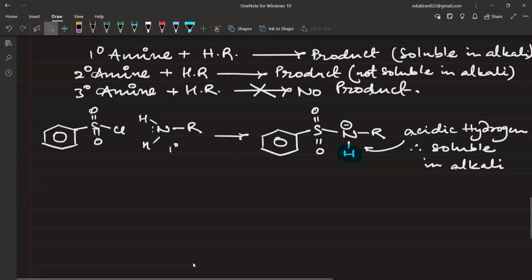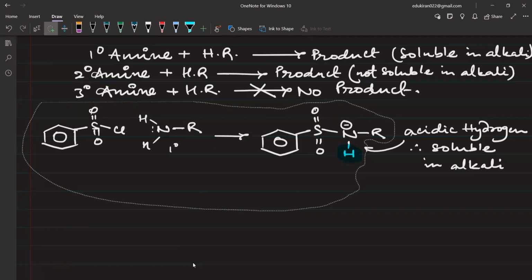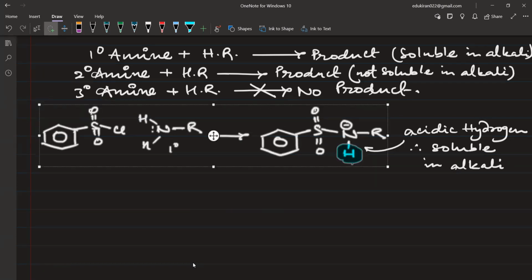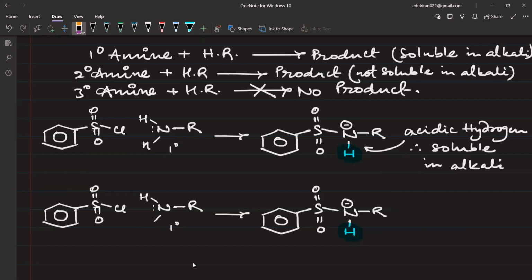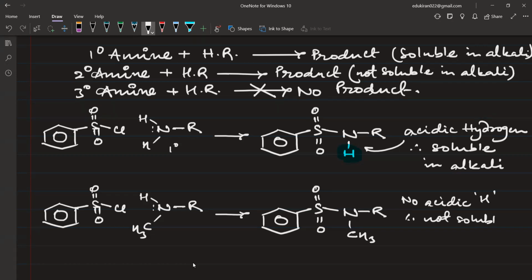Now look at the next one. Same thing, except that instead of that hydrogen, let us suppose you have some CH3 here. So here the reaction will happen with one of the hydrogens, and this nitrogen will have the CH3 group. Now here we don't have any acidic hydrogen. That is why it is not soluble in alkali. Right? No acidic hydrogen, therefore not soluble in alkali.